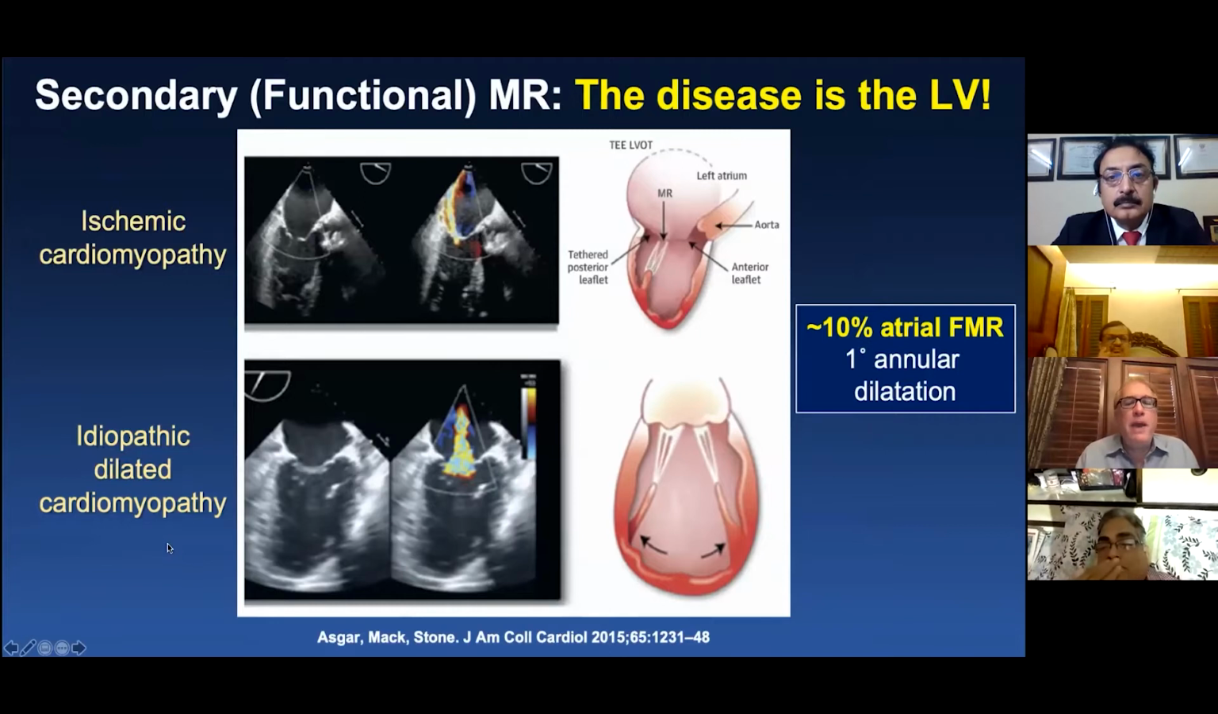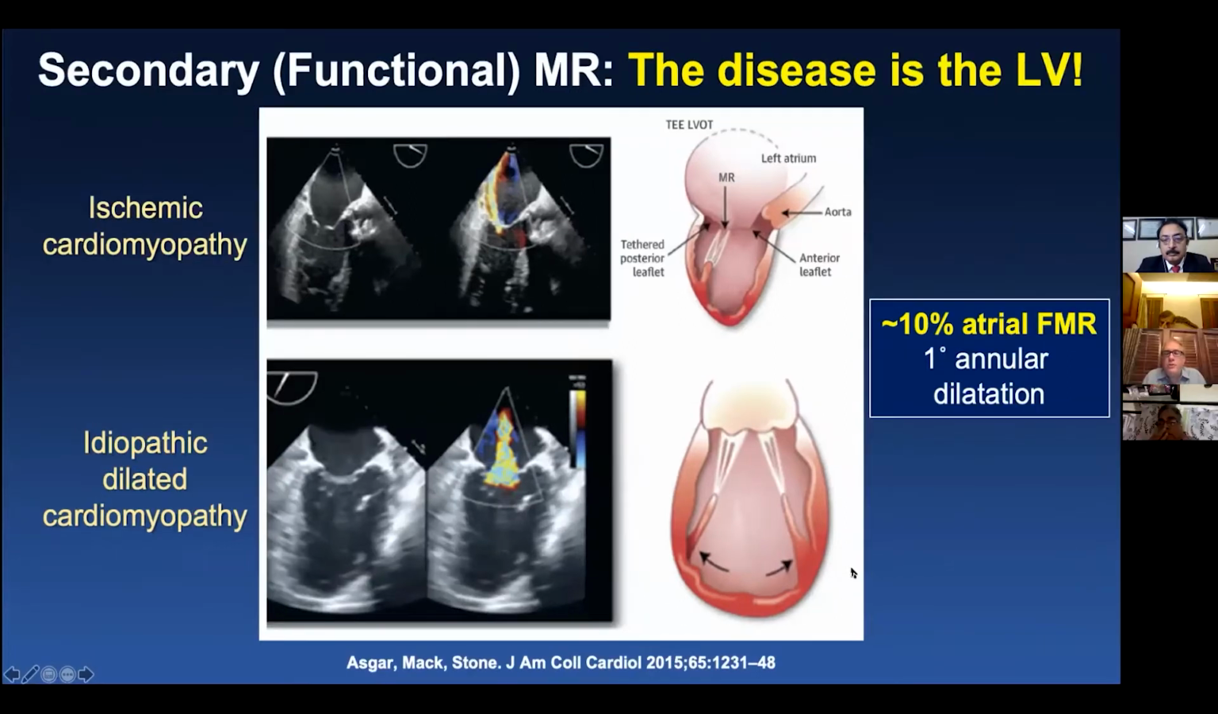Or you can have idiopathic dilated cardiomyopathy where the left ventricle is just globally dilated, and so both the anterior and posterior mitral valve leaflets get tethered, and you get more of a central jet. In about 10% of the cases of functional MR, the situation may be primarily annular dilatation due to usually atrial fibrillation, and that can also lead to lack of coaptation of the mitral leaflets. But again, the standard of care right now for this is to treat the underlying heart failure, which is beta blockers, ACE inhibitors, aldosterone antagonists, etc.